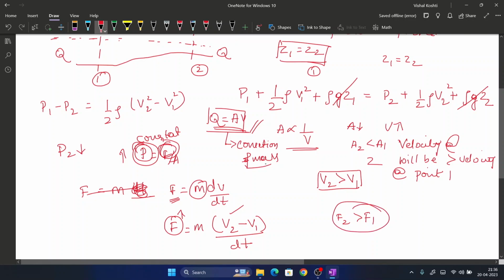Many people say that when you apply Bernoulli's principle and pressure equals force by A, both contradict each other. But you should always remember that the sum of total pressure is always constant. So this is how Newton's second law, Bernoulli's principle and the equation of continuity are related to each other.